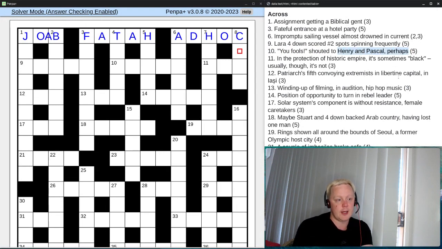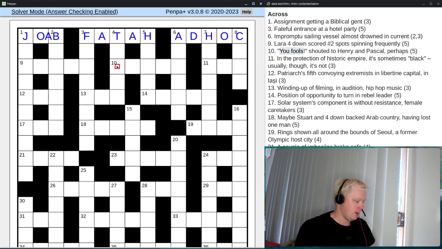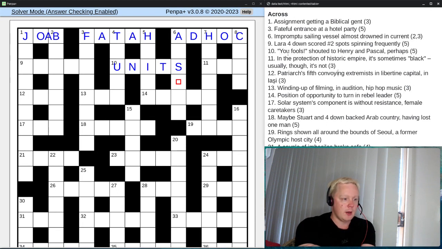Now units is 5 letters. And a nit is a fool. So you fools would be units. And if you shout that, if you express that orally, it sounds exactly the same as the word units. And that's a homophone of this word then. And that was 10 across.